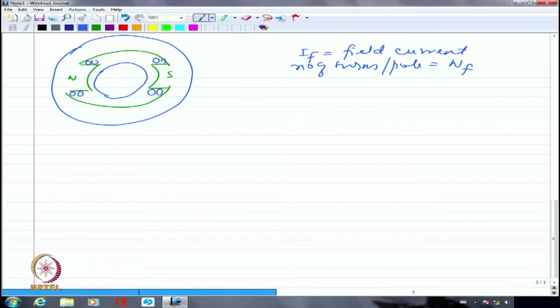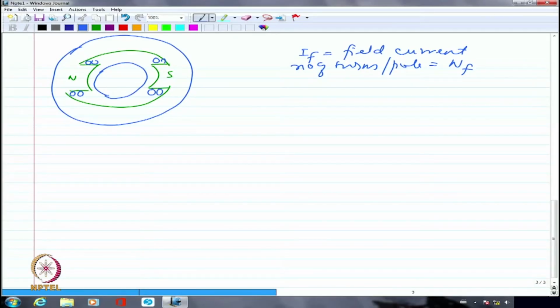So I have to make an optimal design of the air gap such that the rotor is able to rotate freely, but at the same time the air gap is not so large as to demand a very large field current or magnetizing current. So it is a trade-off basically. I have to make sure that is done.